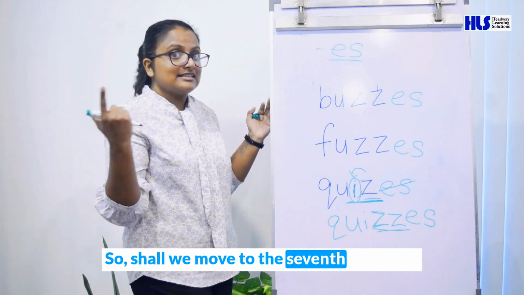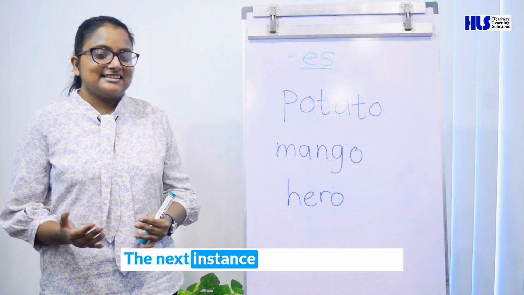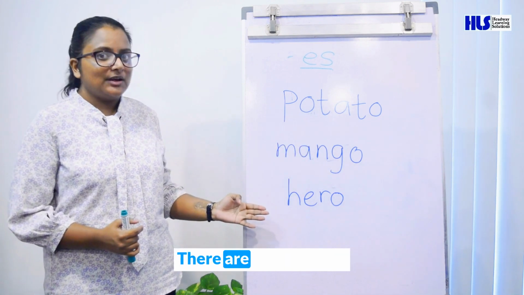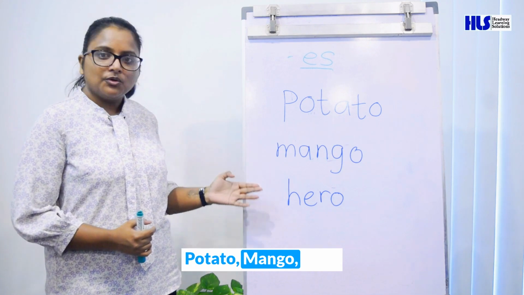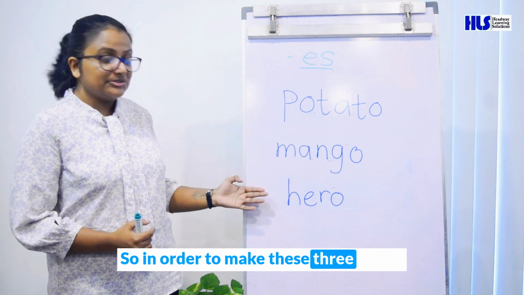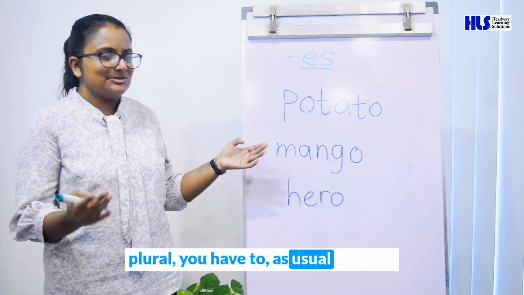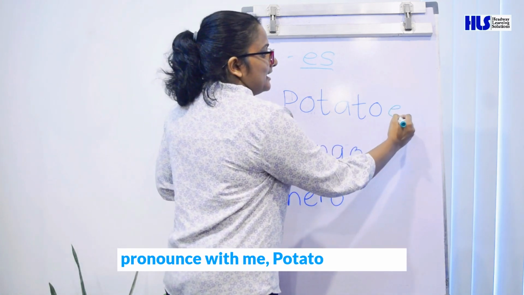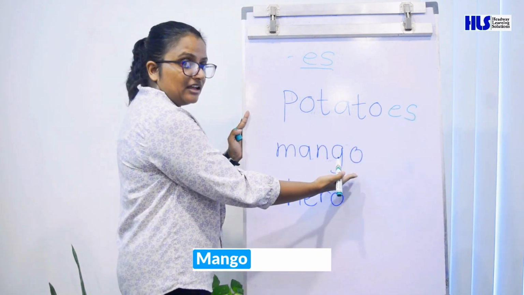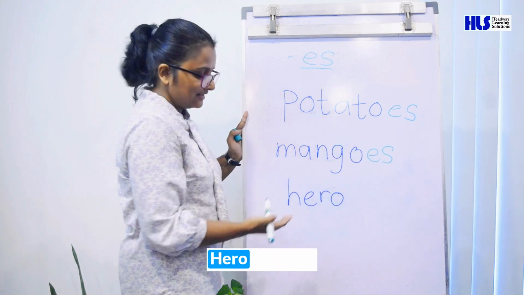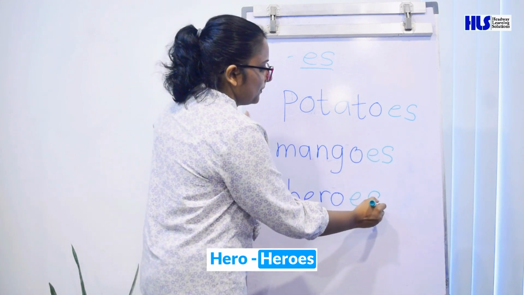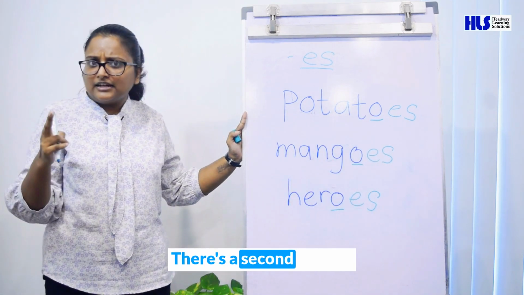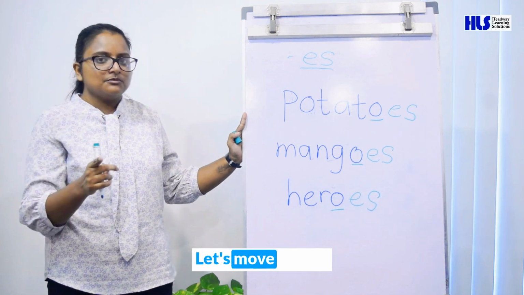So, shall we move to the seventh instance? Right. The next instance is where the words end with the letter O. Can you see? There are three words: potato, mango, hero. So in order to make these three words plural, you have to, as usual, add es. Pronounce with me. Potato, potatoes. Mango, mangoes. Hero, heroes. Can you see at the end of each word it is O? There's a second rule for words ending with O. Let's move to that rule.